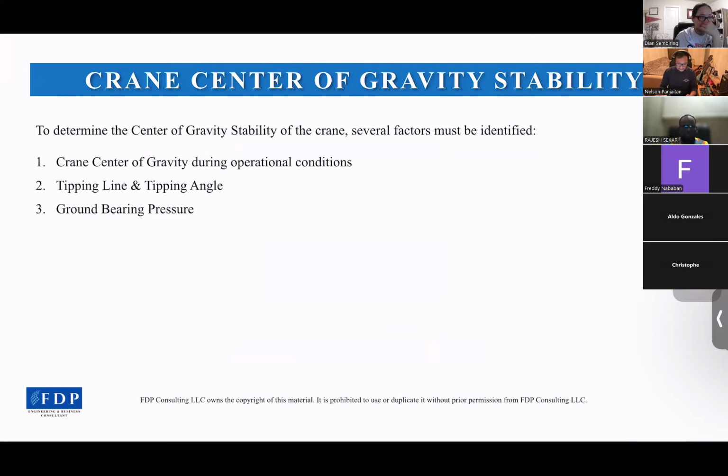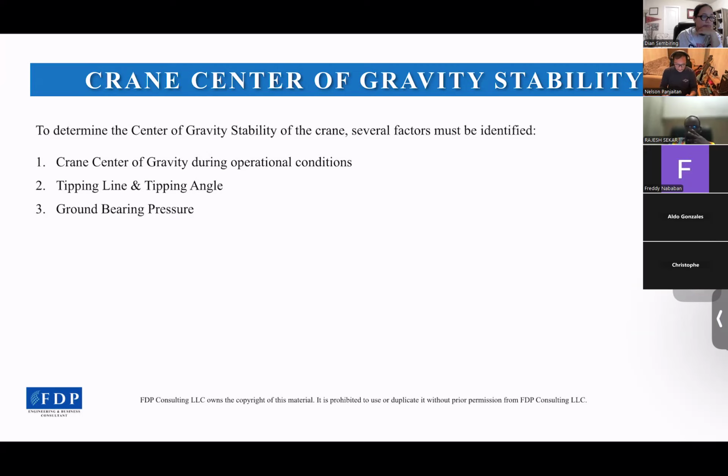So the second one is the tipping line and the tipping angle. Tipping line is a limit for the COG of the crane, so it will not tip during lifting operation. And the tipping angle is an angle measured from the COG to the tipping line. Later I will explain about this.